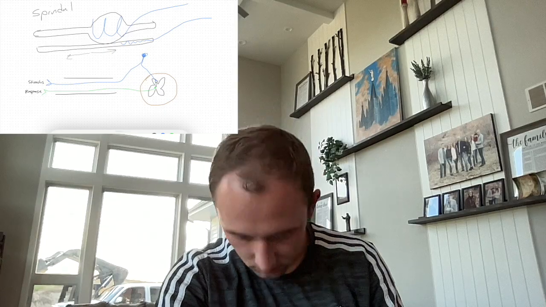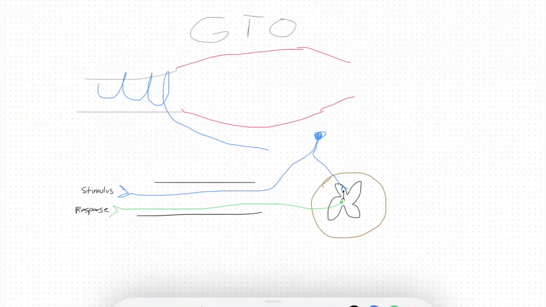The stretch reflex helps maintain muscle tone and stability by automatically adjusting muscle length in response to sudden changes. An example of this is when you're falling asleep, your head will fall to one side, stretching the muscle, which will send a signal to the spinal cord. It will then activate the muscle on that side, returning it to its original position.